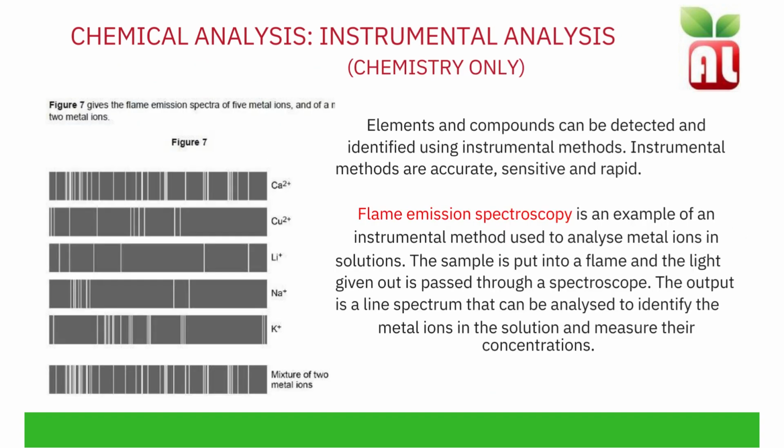Instrumental analysis. This includes flame emission spectroscopy. It's an example of an instrumental method used to analyse metal ions in solutions. The sample is put into a flame and the light given out is passed through a spectroscope. The output is a line spectrum that can be analysed to identify the metal ions in the solution and measure their concentrations. This is done by comparing the line spectrum to the line spectra of those identified known metal ions.